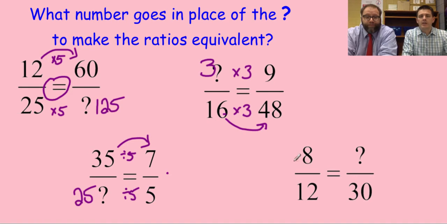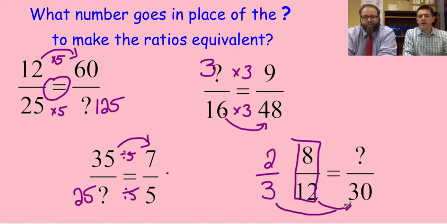All right, last one. This one's a little trickier. We want to go from 8 over 12 to something over 30. So we look at the two numbers we know, 12 to 30. There's nothing very easy about going from a 12 to a 30. So we have to find another way of attacking this problem. Notice how 8 twelfths could be simplified. Both numbers could be divided by 4. So 8 twelfths simplifies to be 2 thirds.